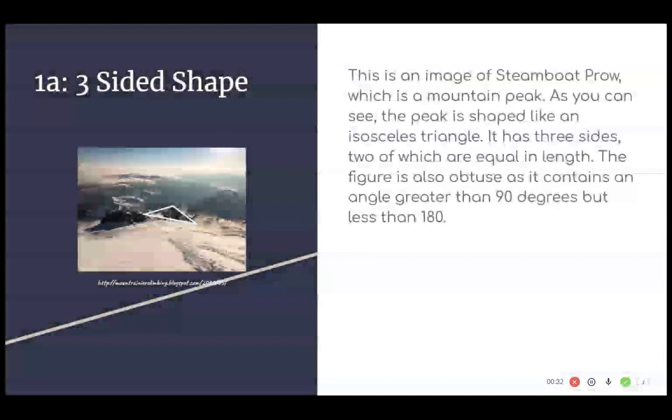This is an image of Steamboat Prow, which is a mountain peak. As you can see, the peak is shaped like an isosceles triangle, has 3 sides, 2 of which are equal in length. The figure is also obtuse as it contains an angle greater than 90 degrees but less than 180.